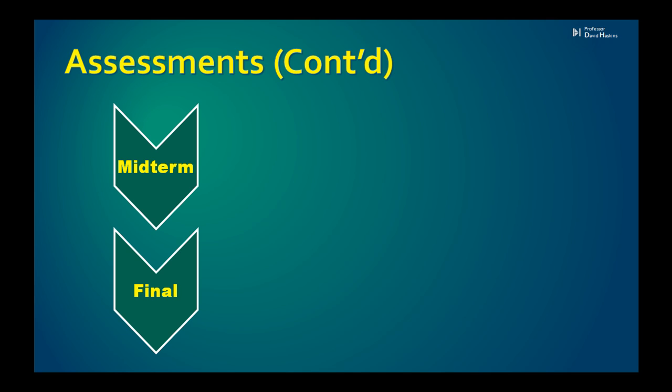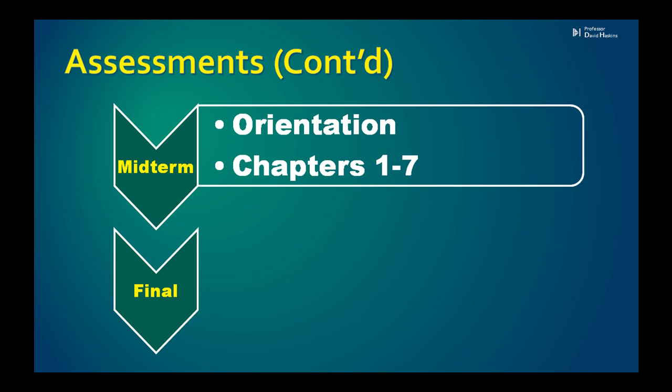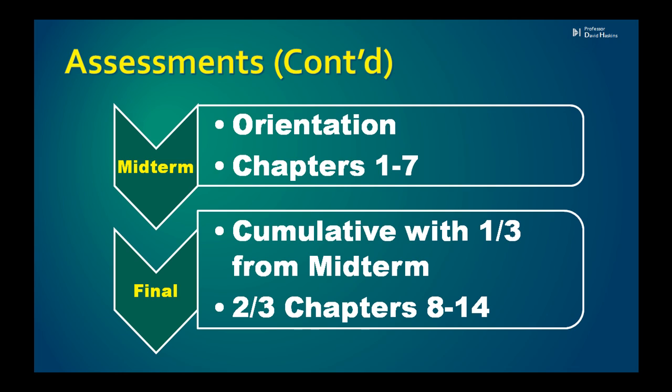These must be taken at a certified testing center such as any of the Valencia testing centers at West, East, Osceola, or Winter Park campuses. The midterm will cover the first half of the course, which is the orientation in chapters 1 through 7. The final will be cumulative, with 1/3 coming from the midterm and 2/3 coming from chapters 8 through 14.